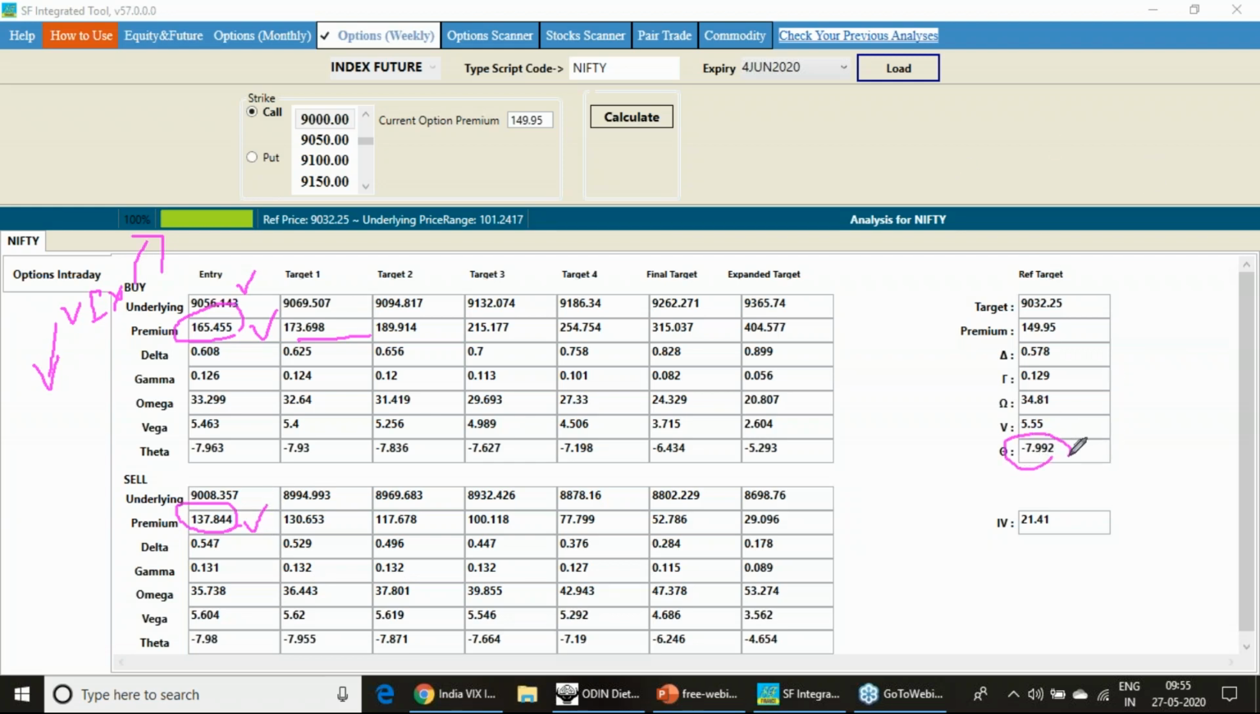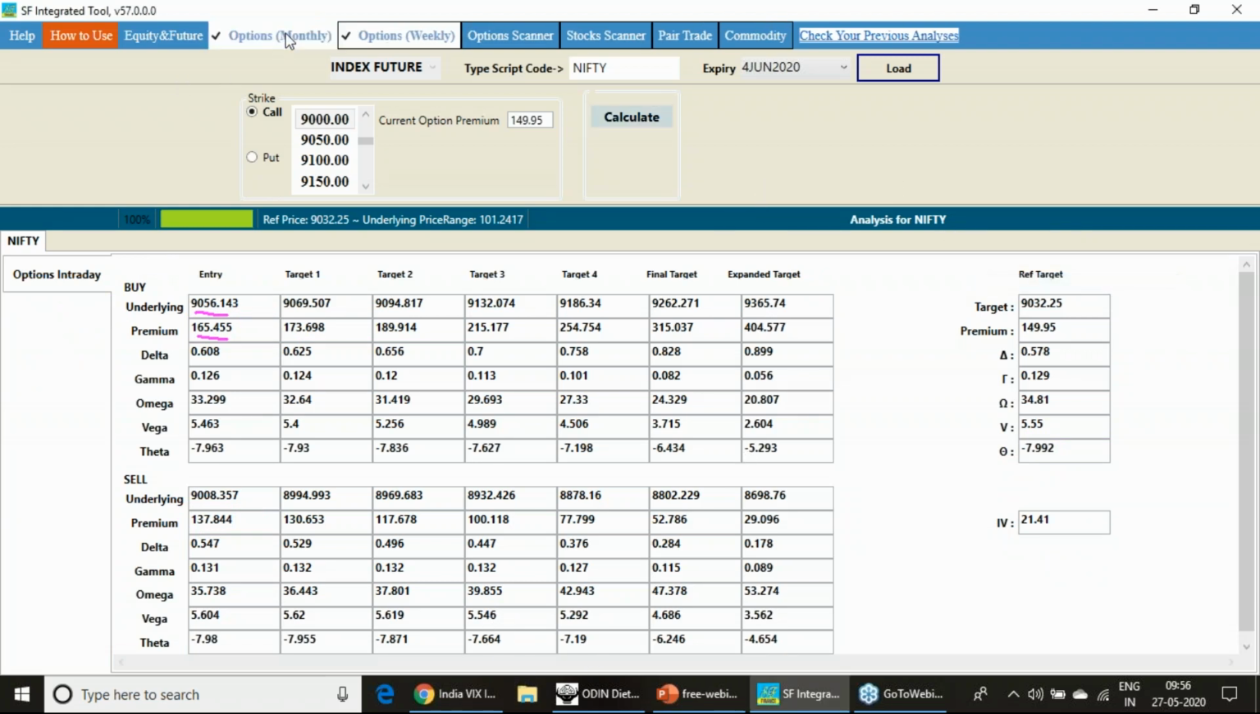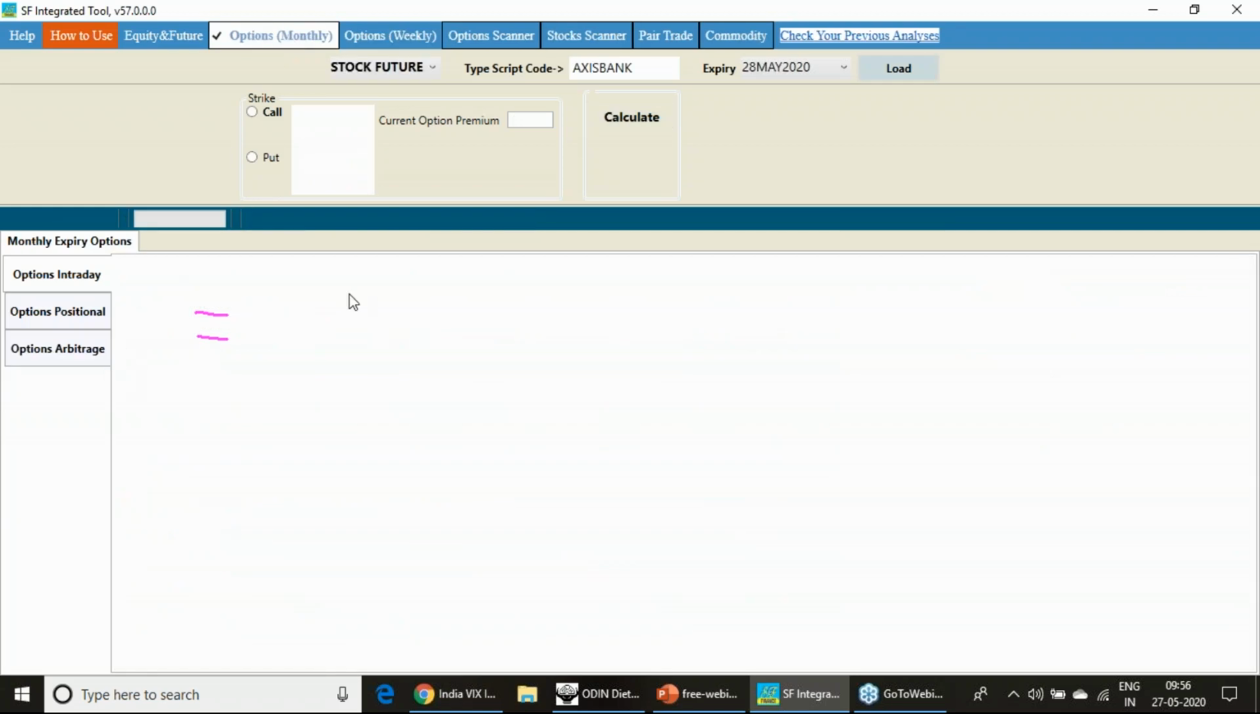Here theta is 8 rupees, and IV is currently at 21%, and these are the spot levels. Nifty spot levels are being taken in both. Whichever comes first, based on that you need to take the trade. So this is how you can do intraday options. Besides that, we also have a tool called option arbitrage. Yesterday also I showed you that. Here you can do option arbitrage and option positional.